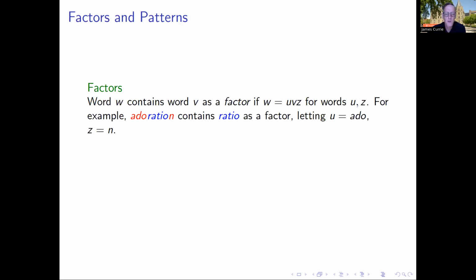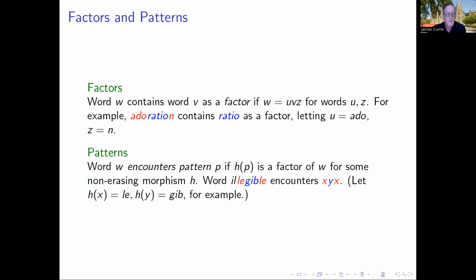So, of course, a factor in a word is a well-known notion. Here we see that adoration contains ratio as a factor. For a pattern, word W contains pattern P if the image of P under a non-erasing morphism shows up in the word. So, for example, illegible encounters X, Y, X. So here, X maps to LE, Y maps to GIB, and then we have another LE. So illegible encounters the pattern XYX.